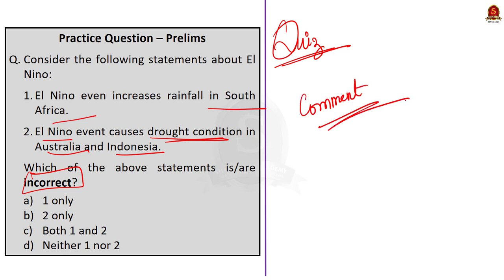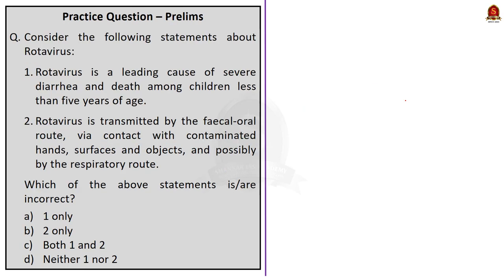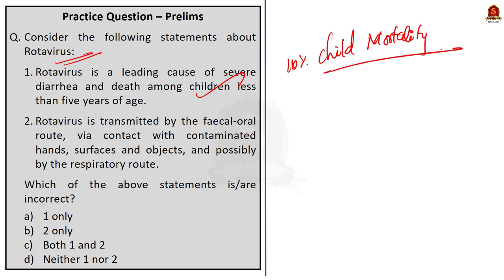Now moving on to the final question. Consider the following statements about rotavirus. Statement 1, rotavirus is a leading cause of severe diarrhea and death among children less than 5 years of age. This statement is correct. Actually, rotaviral infection is responsible for around 10% of total child mortality every year. This is why government has introduced rotavirus vaccine as a part of Mission Indradhanush program.